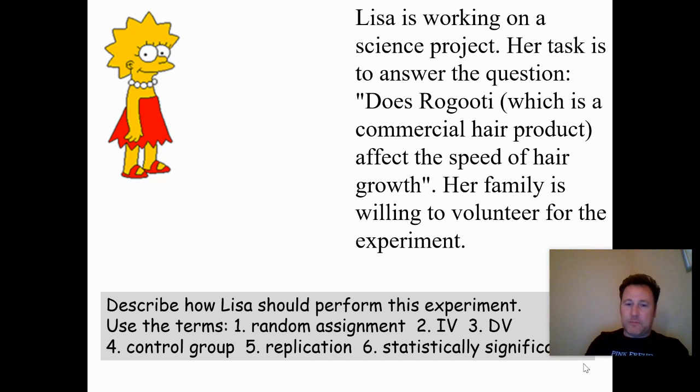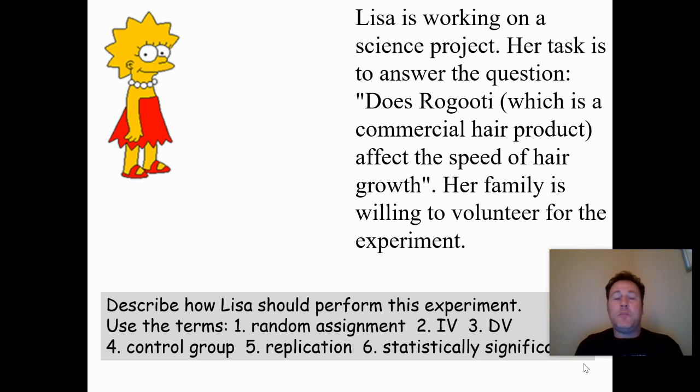That's random assignment. Now, what is the independent variable? That would be the Rogooti. What is the dependent variable? Well, how would you operationalize this? I guess you would take a ruler and measure hair growth on people who are going to use it. The control group, those are the people who received a placebo, maybe some kind of harmless, non-effective something that you rub on your head.